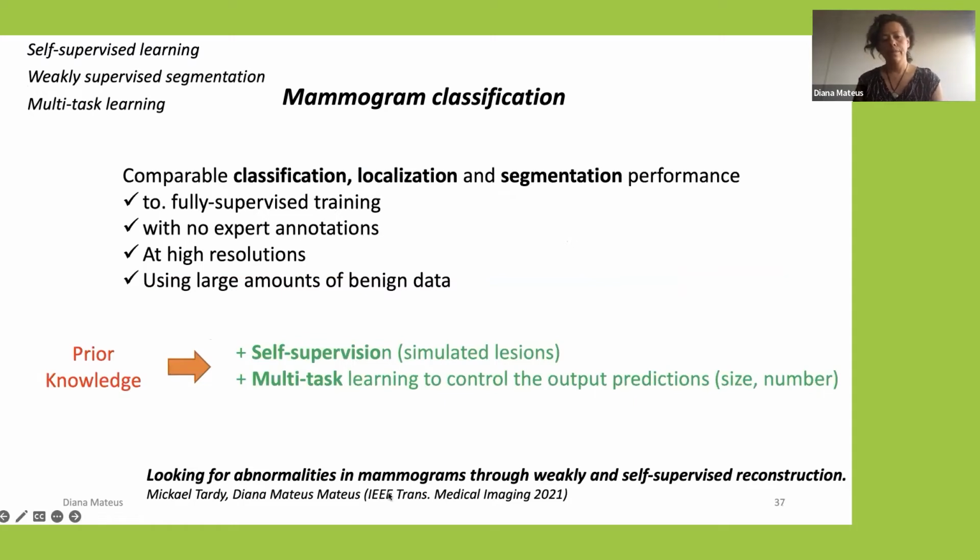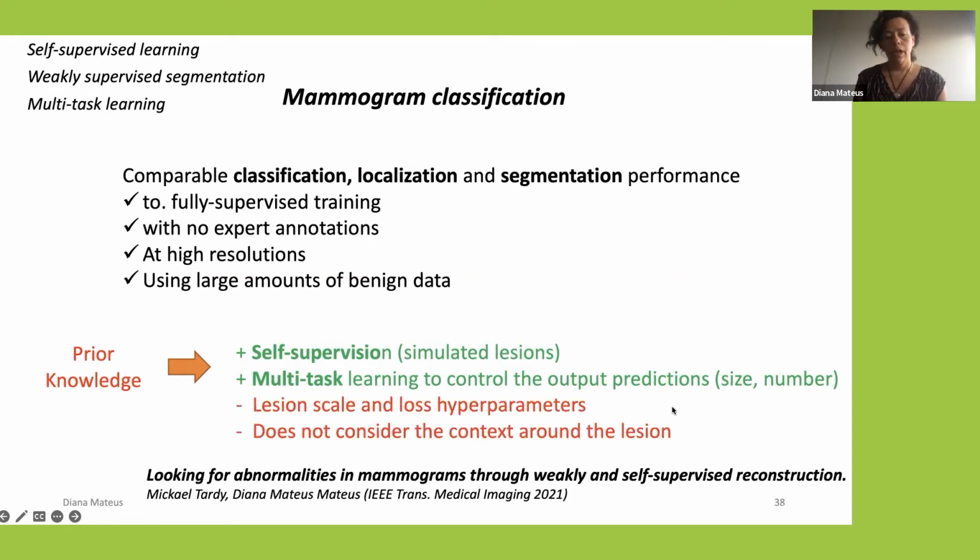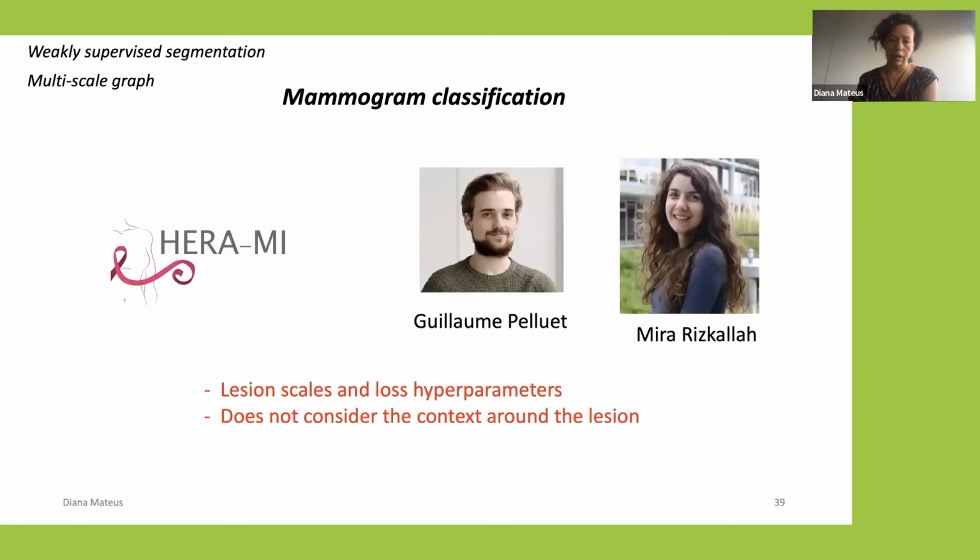So the self-supervision is something that you may try in your own applications, as well as this multitask learning to control the output predictions. What is not so desirable about this method is that we still have to tune the different hyperparameter losses. So you need some sort of knowledge of, for instance, the size of the lesions, and it does not really consider the context around the lesion. And I'm going to talk about just that in the second work.